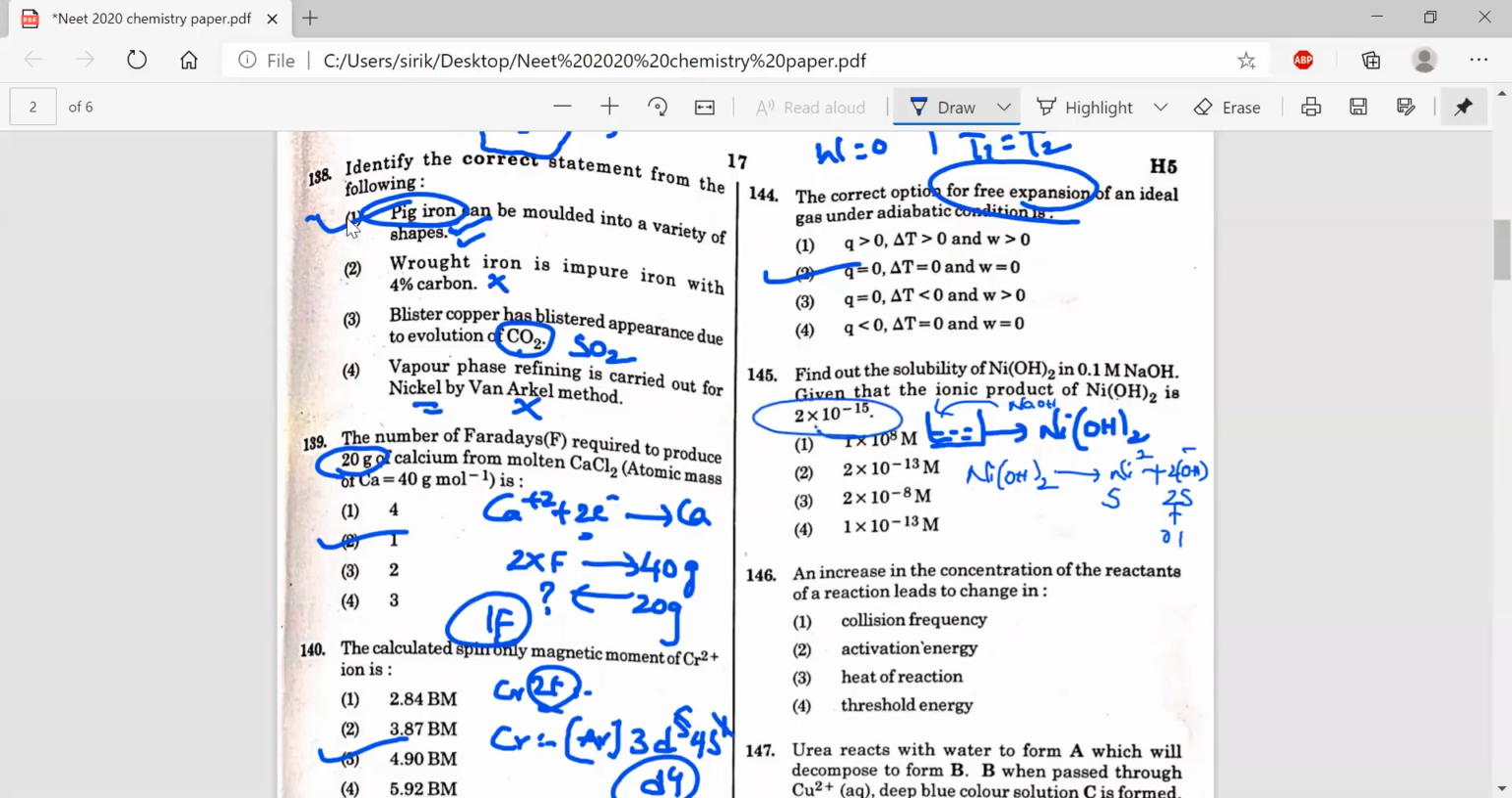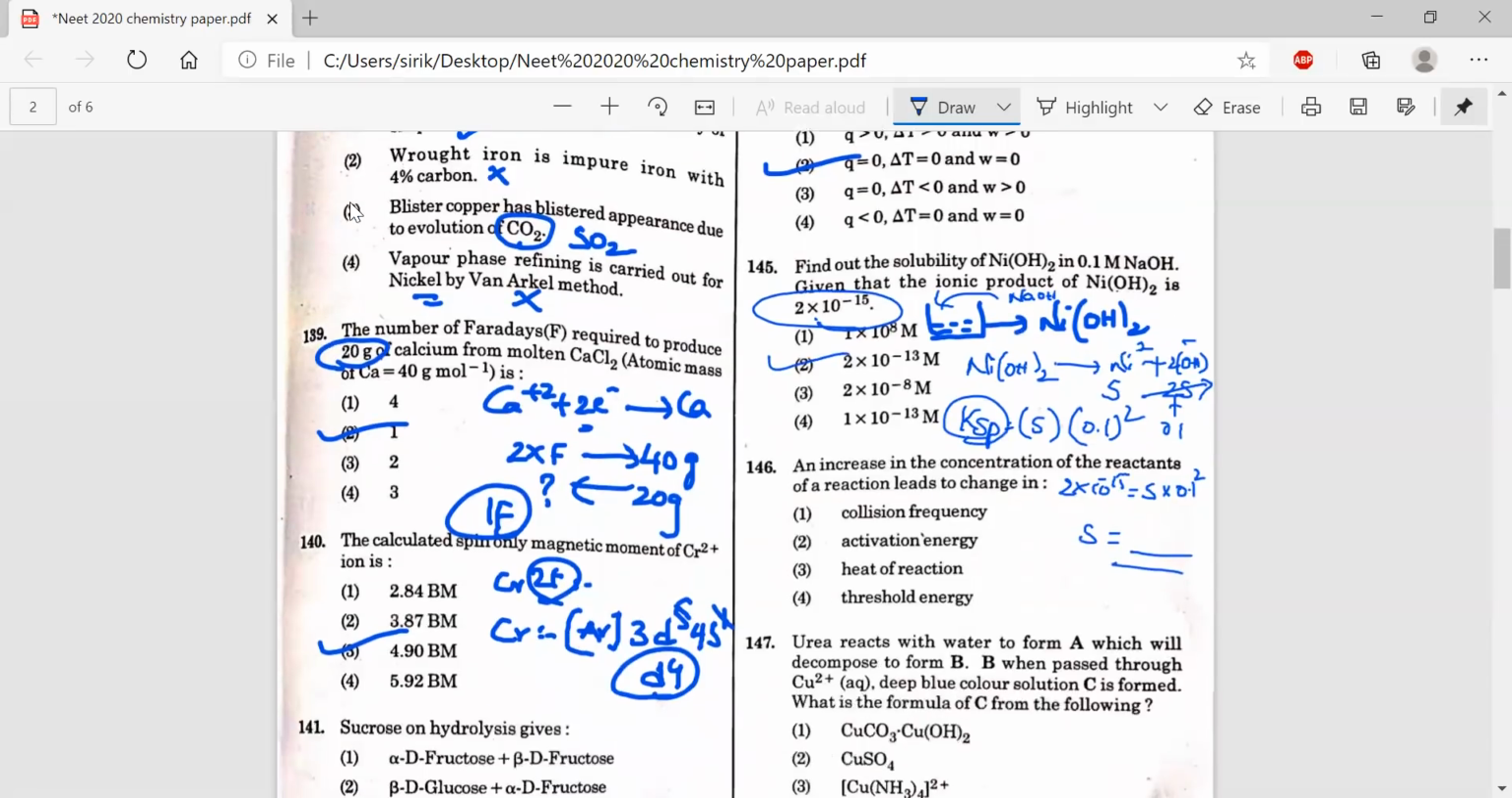KSP is low, means its solubility will be very, very less, so you can neglect it directly. The KSP formula is solubility, nickel concentration into OH minus concentration whole square, right? So 0.1 power 2. KSP value is 2 into 10 power of minus 15, which is equal to S into 0.1 whole square. Upon solving, solubility you will get 2 into 10 power of minus 13. If you increase the concentration of reactants, the number of collisions increases, so the collision frequency will be increased.